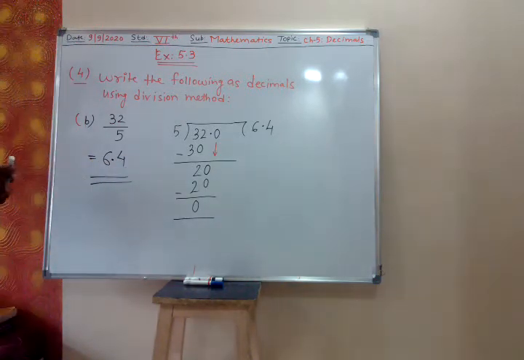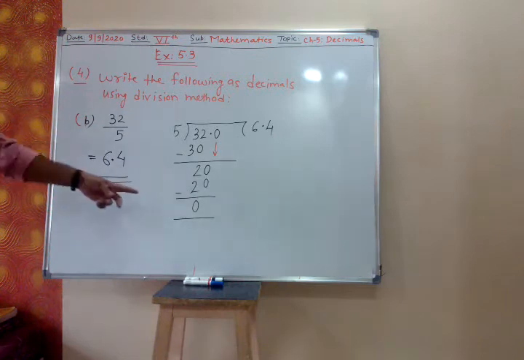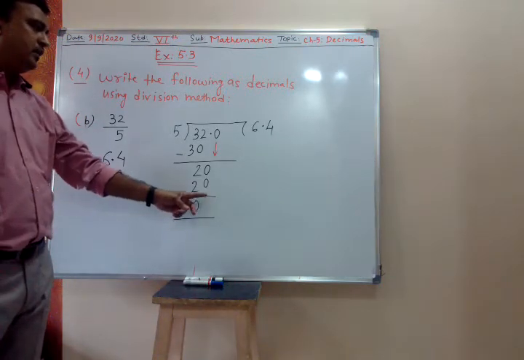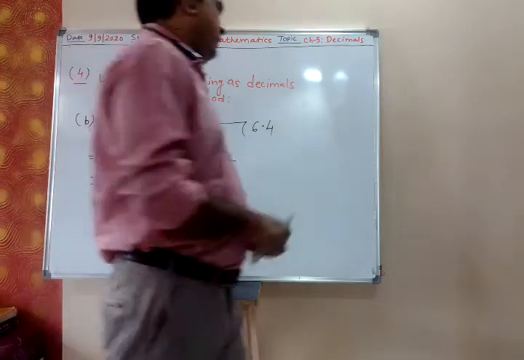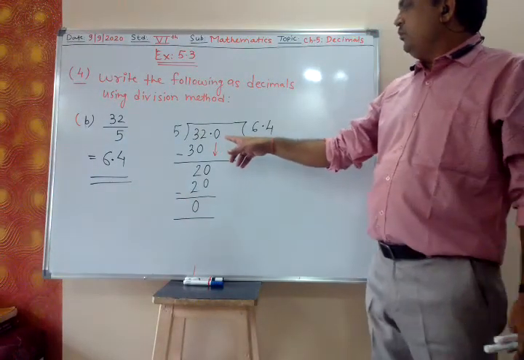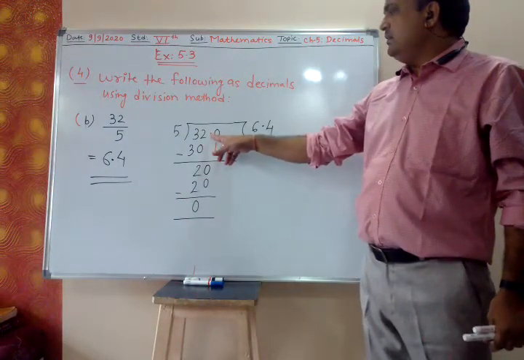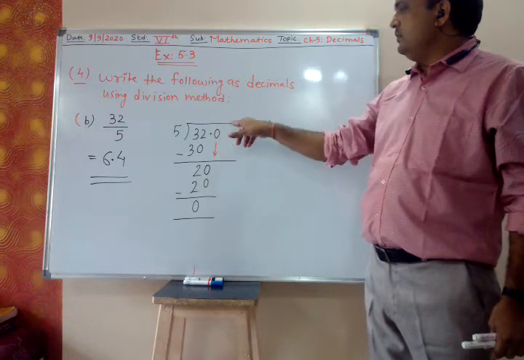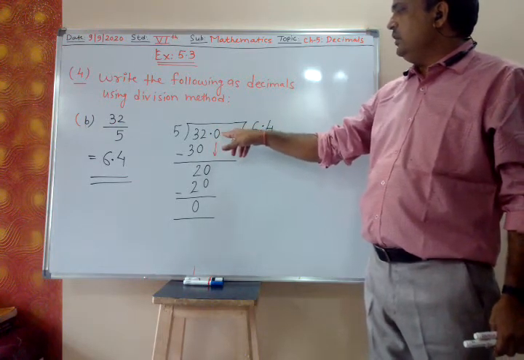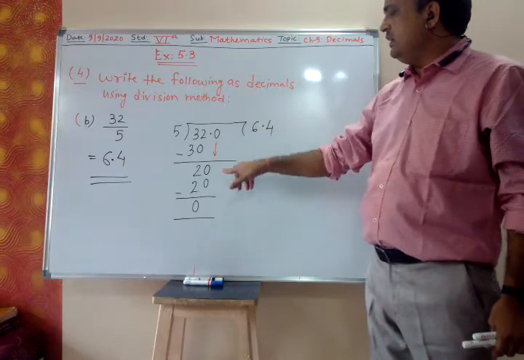And we go on dividing this till the remainder becomes 0. This is my remainder. And see, to the right of the decimal, I can put as many 0s. We go on putting as many 0s till we get the remainder as 0.